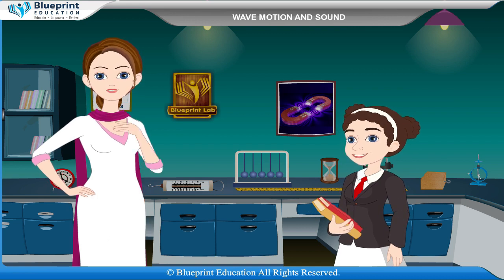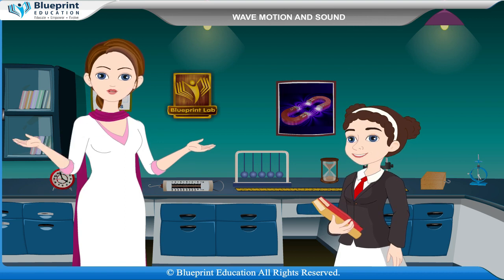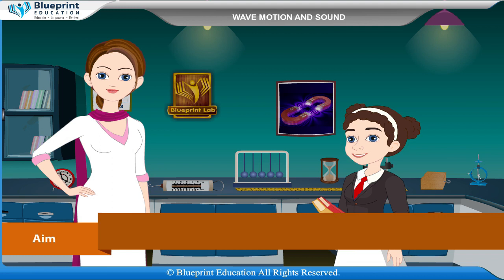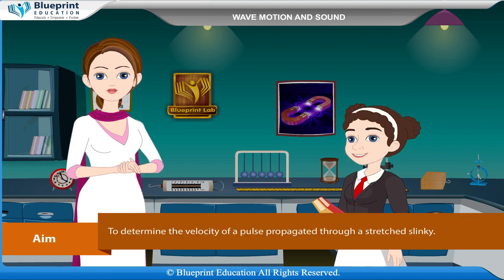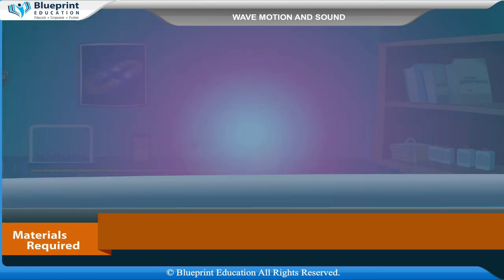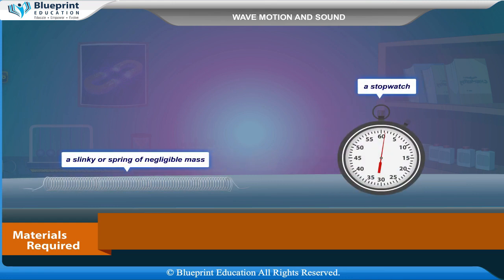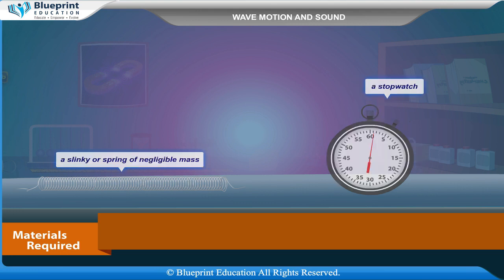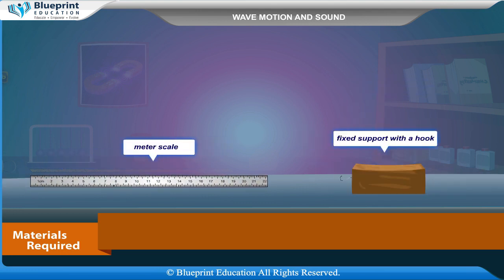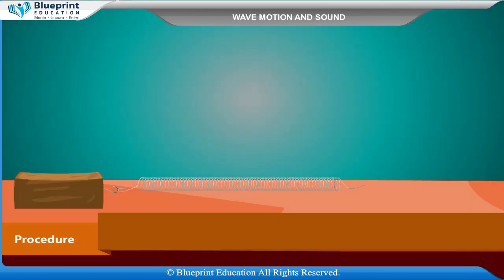Let's do an experiment to determine the velocity of a pulse propagated through a stretched slinky. Our aim here is to determine the velocity of a pulse propagated through a stretched slinky. The materials required are a slinky or spring of negligible mass, a stopwatch, a meter scale, and a fixed support with a hook.